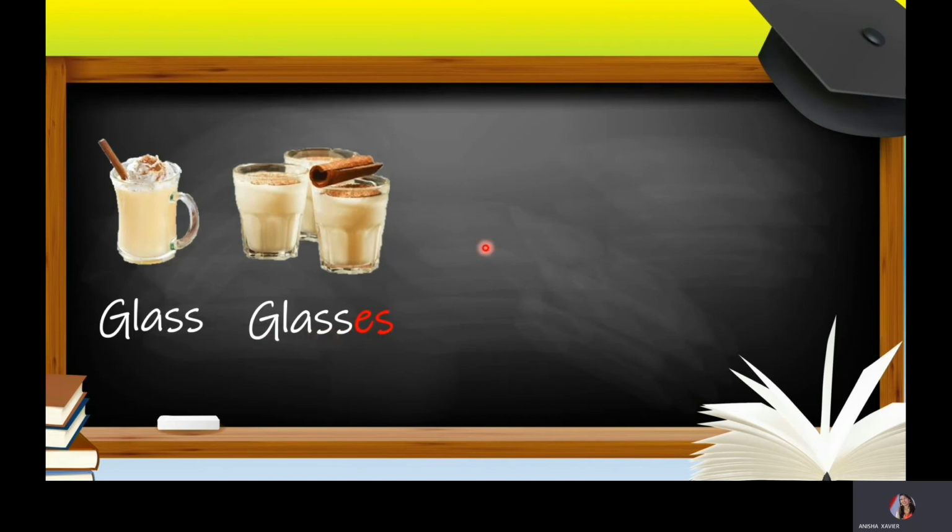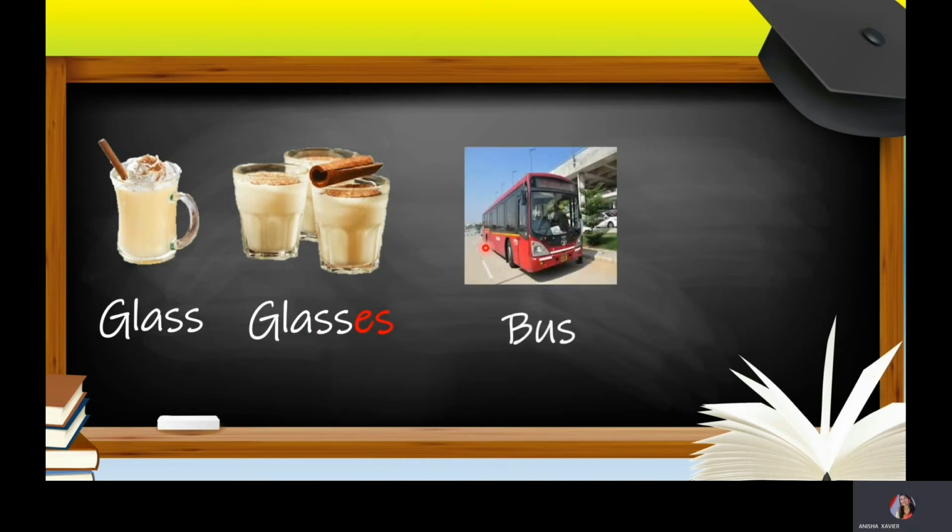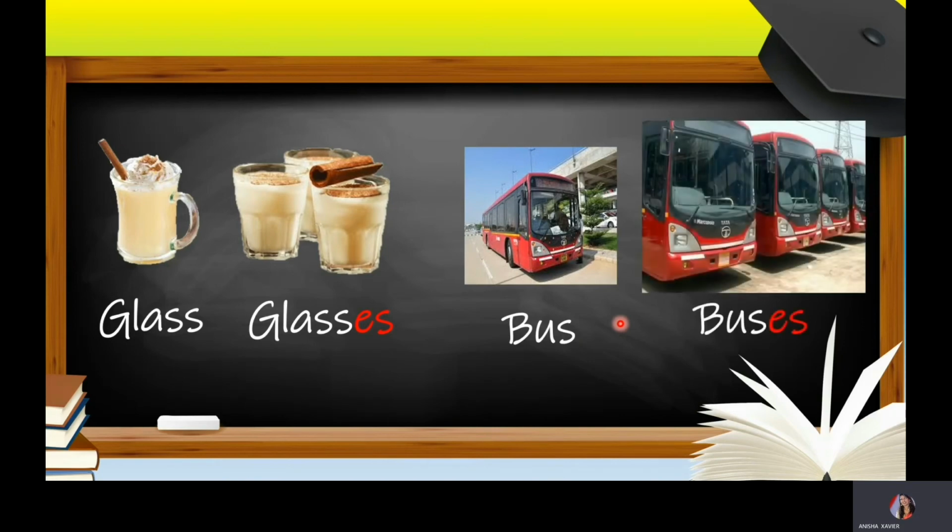Now let's see one more example. Bus. Now what will you do? Will you add one more s or es? Quickly tell that to your parents. Hurry up. Let's see the answer now. Yes, you will add es over here.